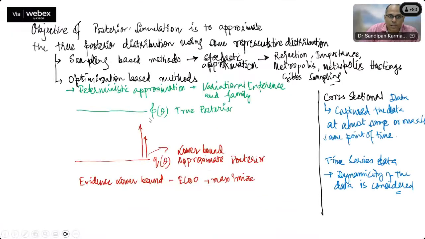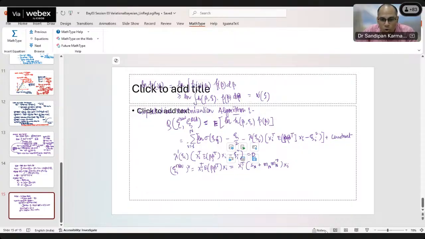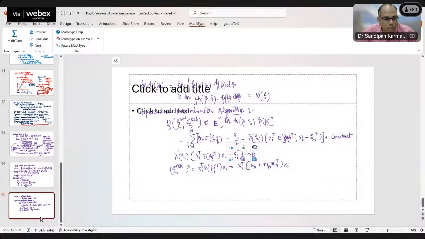So, what happens in, see, why are we talking about linear regression so much? Because linear regression is basically at the core of statistical modeling as well as machine learning models.